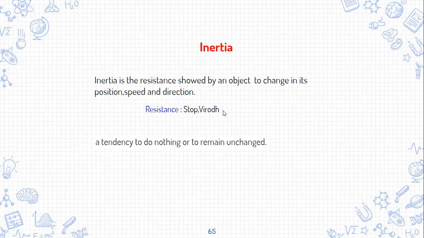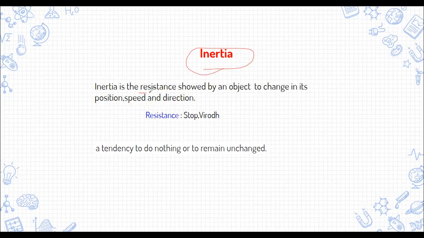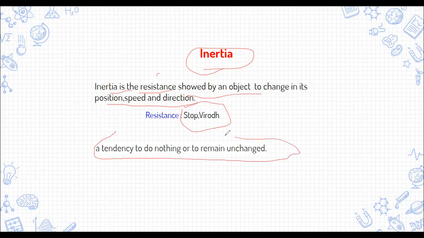Now, what is inertia? There is something called inertia. What is the meaning of inertia? Let us first read the definition. Inertia is the resistance shown by an object to change in its position, speed, and direction. What is resistance? In Hindi, it is virodh karna or stop karna. Inertia is also defined as a tendency to do nothing or remain unchanged. Now I will explain it in easier words.